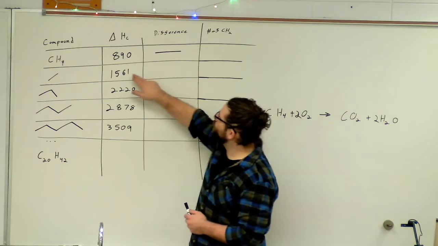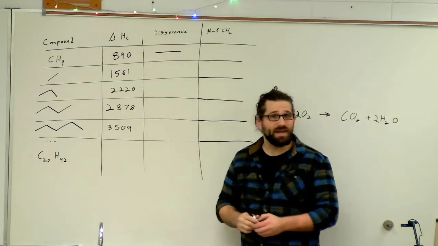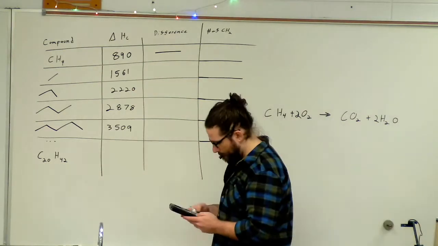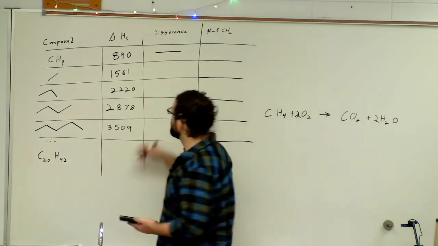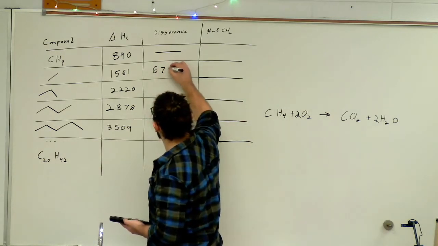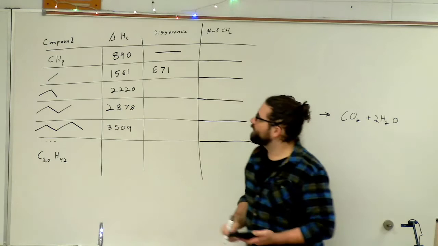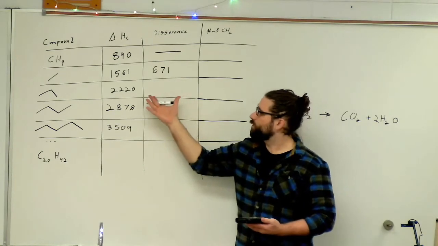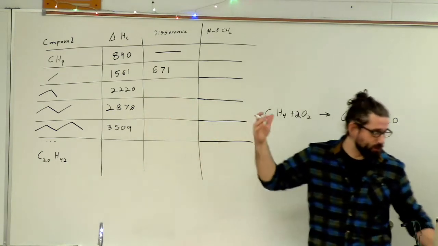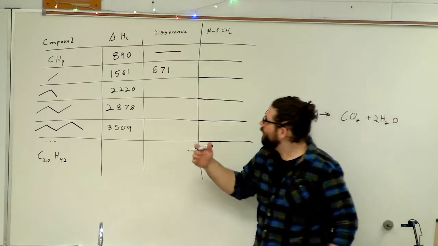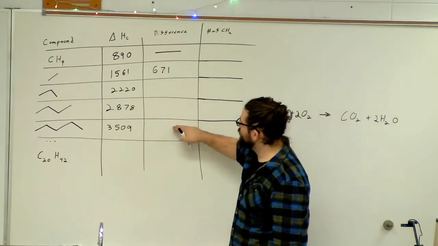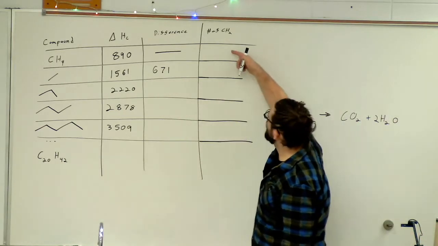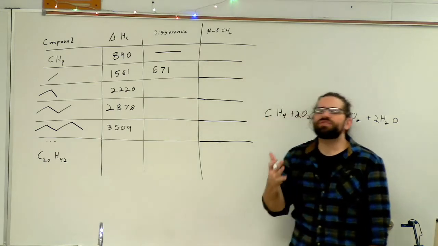So the difference here would be 1561 minus 890, which gives me 671. I can look at the difference here, and I would get a similar number. We're going to keep looking at that difference as we go forward. So you'll need to actually calculate each of these. Then we're also asking, what's the number of CH2s?